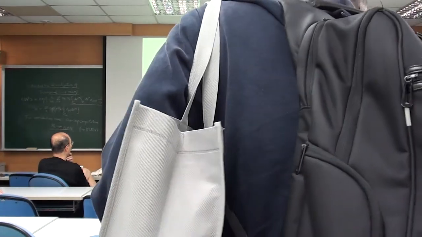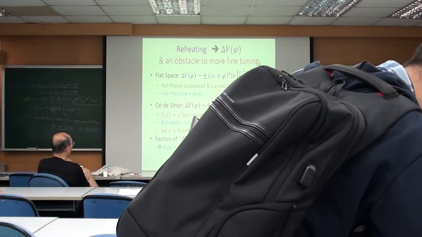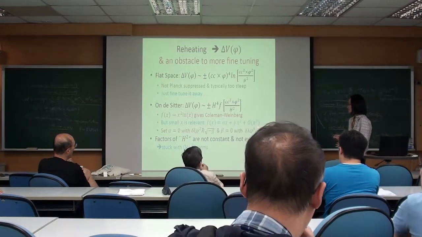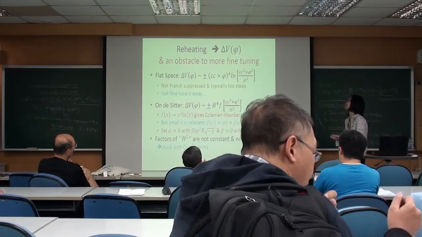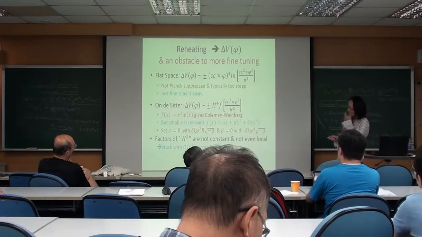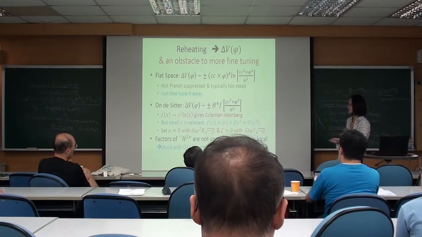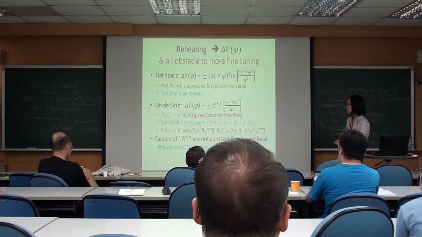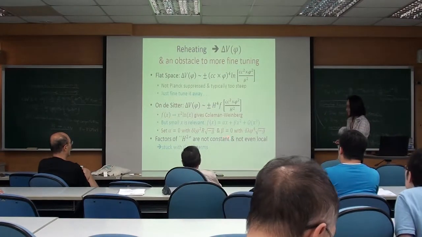For example, the first two terms, we fine tune that away by using this quartic counterterm and a couple more counterterms. However, we don't know how to fine tune the higher order terms because we don't know what is the suitable local counterterm we can use for that. And for the true primordial inflation, H is not constant, so that actually causes more problems. And later I will show you that H squared depends non-locally on the field. So this is the problem.